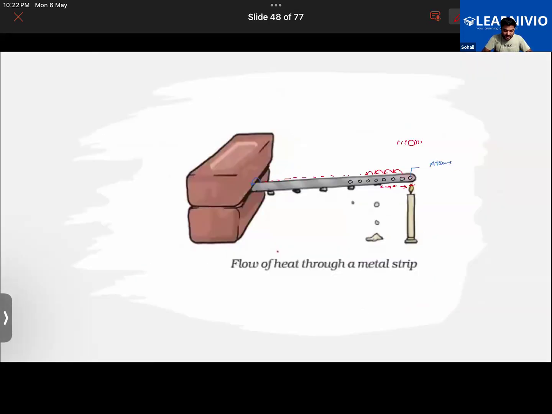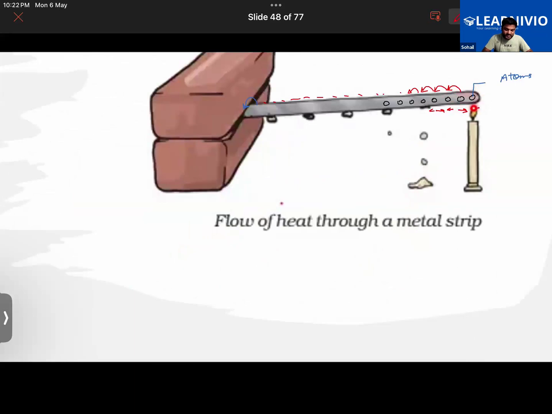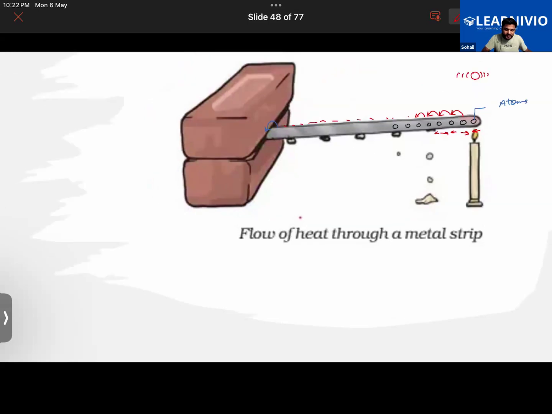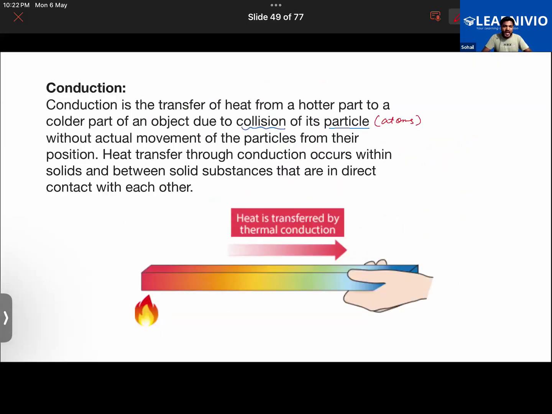It's not like all the atoms that were heated up went to this part. Is it so that the atoms of this end of the metal rod all went away from here to here? No, they remain at their actual place. They keep vibrating, and thereby they strike the next particle. It also vibrates and again strikes the next particle. Like that, heat is transferred. The atoms are not actually moving from their place. Getting it, guys?